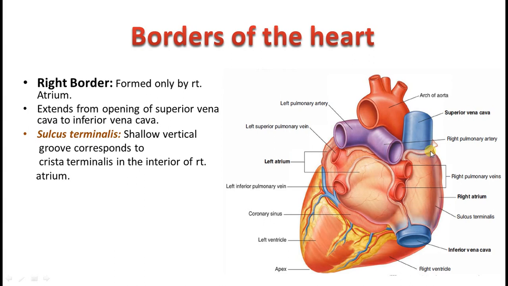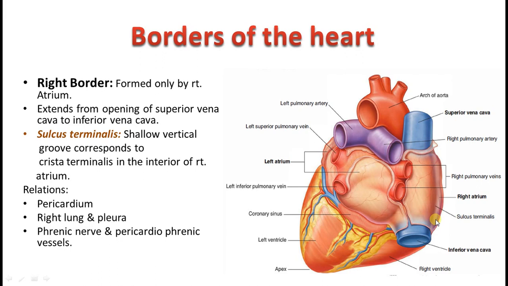The crista terminalis separates the interior of the right atrium into an anterior rough part and a posterior smooth part. Let us not discuss much about this; we will discuss it when we come to the chambers of the heart. Let us concentrate only on the external aspects. Along the right border, you see the sulcus terminalis. It is covered by the pericardium, and outside the pericardium are the right lung and the mediastinal pleura, and then the phrenic nerve and pericardiophrenic vessels.